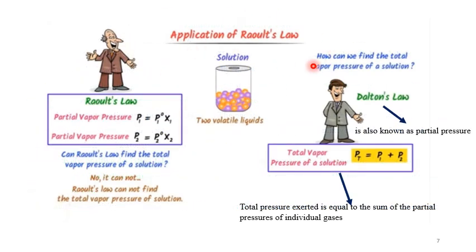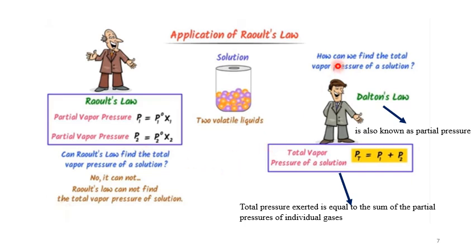Then we move to the application of Raoult's law. What does Raoult's law explain? Raoult's law explains that the partial vapor pressure P1 is equal to P1°, the vapor pressure of the pure solvent, times the mole fraction. So can Raoult's law find the total vapor pressure of the solution? No, because by using Raoult's law, we cannot find the total vapor pressure of the solution. So what do we have to do?